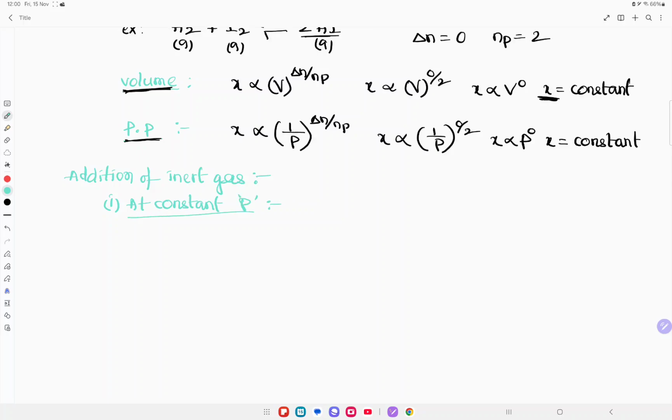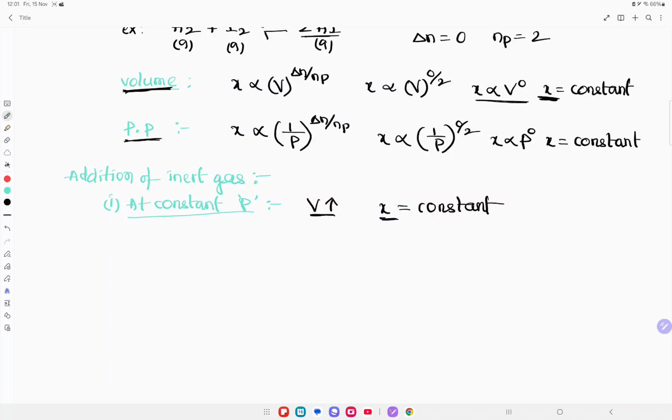Whenever inert gas is added at constant pressure, what happens? Pressure constant means volume definitely increases. So by the addition of inert gas at constant pressure, the volume increases. When volume increases, what can you say? X doesn't depend on volume, so X is constant. X remains the same. Of course, volume increases by the addition of inert gas to the equilibrium reaction at constant pressure, but X doesn't change.